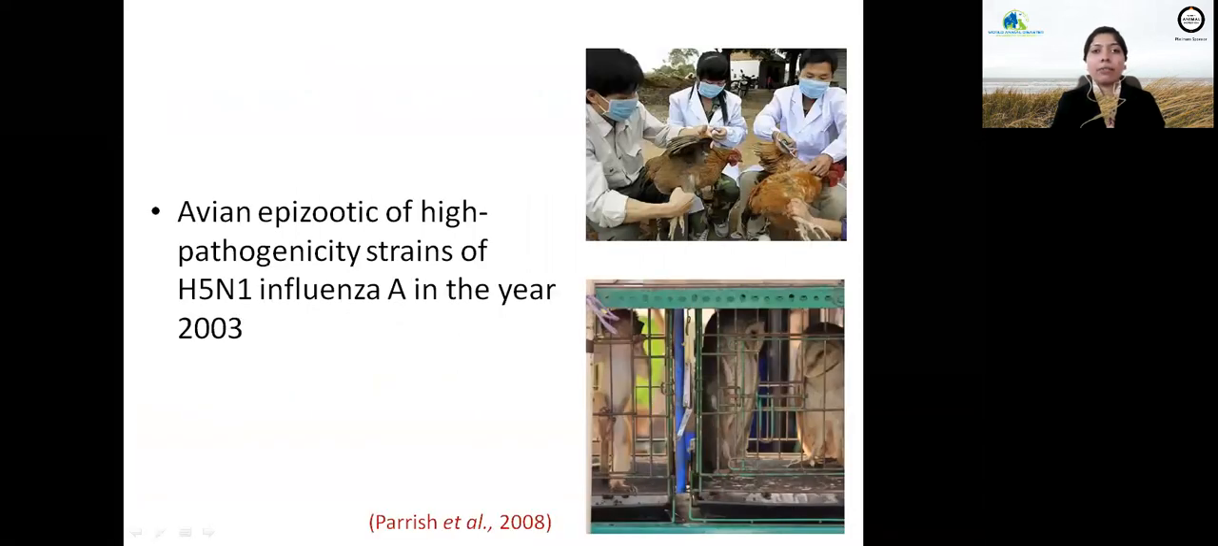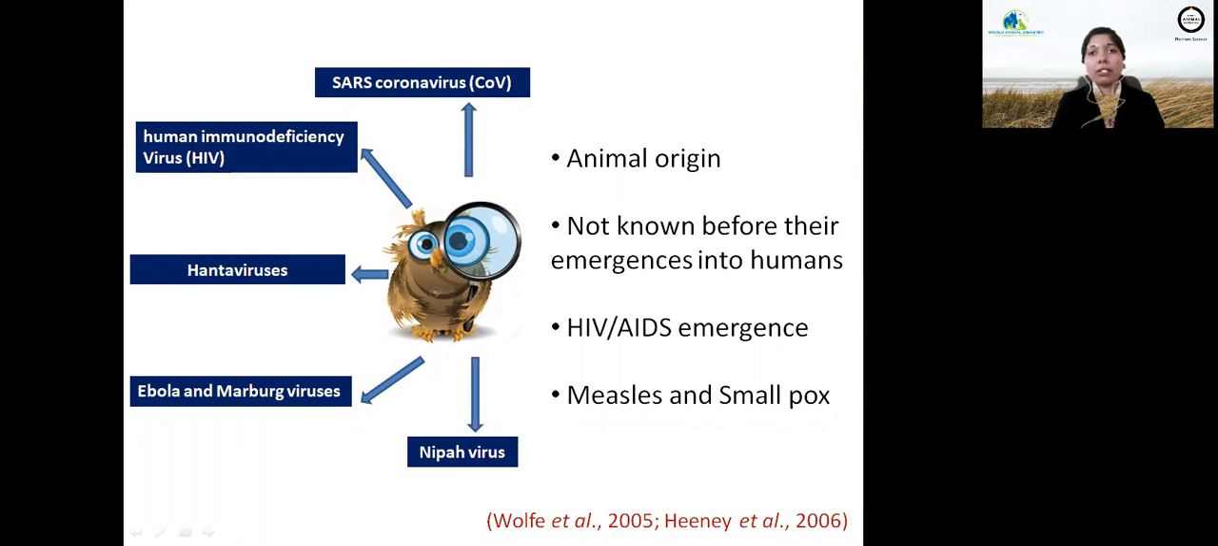So the role of wildlife in biological disasters, or viral host switching, was highlighted by the avian epizootic of high pathogenicity strains of H5N1 influenza A virus in 2003, in which the virus caused mortality and morbidity in several species of birds, and also spilled over to the human population and resulted in deaths. For viral host switching, mostly the enzootic and epizootic viruses of animals are considered the origin for these epidemics or even pandemics.